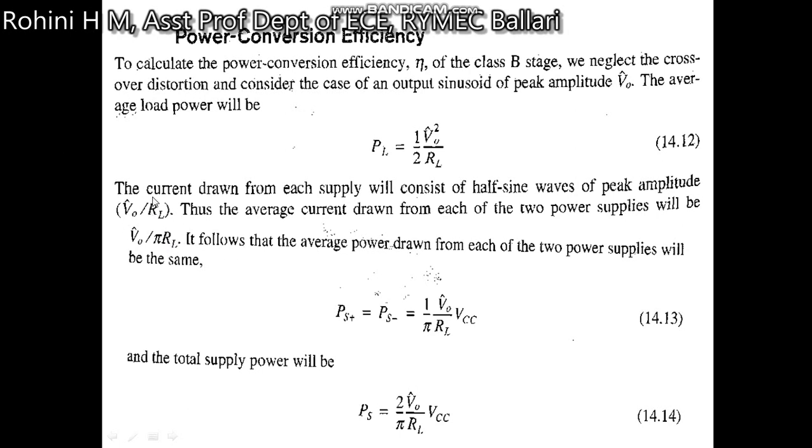This is the voltage across each peak of the half sine wave. It follows that the average power drawn from each of the two power supplies will be the same, that is the positive power supply and the negative power supply. The power drawn will be the same, that is 1 by pi V0 by RL into VCC. The total supply power we will consider is twice this, since we have two power supplies. So this is for one power supply, this is for another power supply. So this is 2 by pi V0 by RL into VCC.